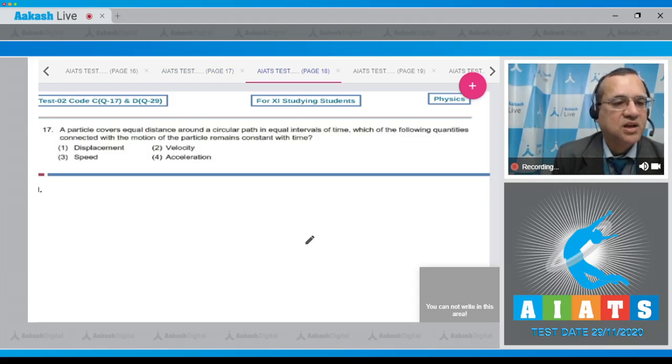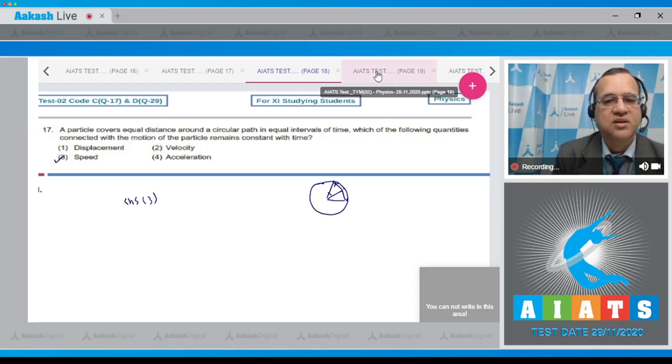Question number 17. A particle covers equal distance around a circular path in equal intervals of time. Which of the following quantities connected with the motion of the particle remains constant with time? The particle on a circular path is covering equal distance in equal intervals of time. But you find that direction is continuously changing, so velocity is changing and even the displacement vector is changing. What is constant in this case? The speed remains constant. So the correct option is the third.